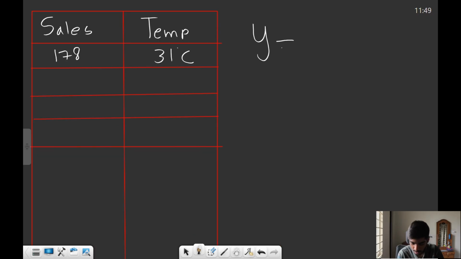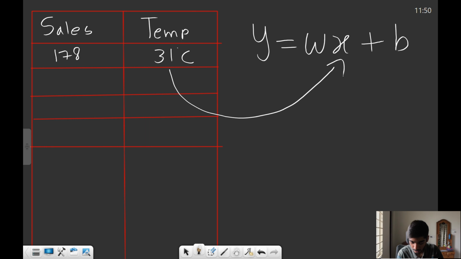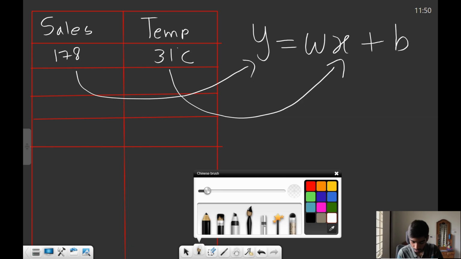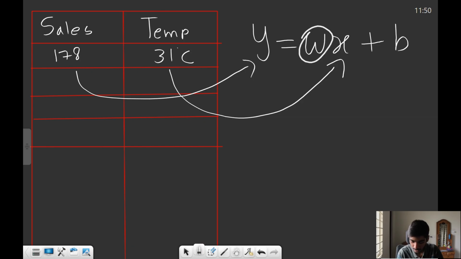Now our model is represented using the equation y = wx + b, where x is the input we are trying to give it and y is the output we want to predict. We don't know the values of the weight and the bias yet. We need to estimate the values of w and b during the training of the model.